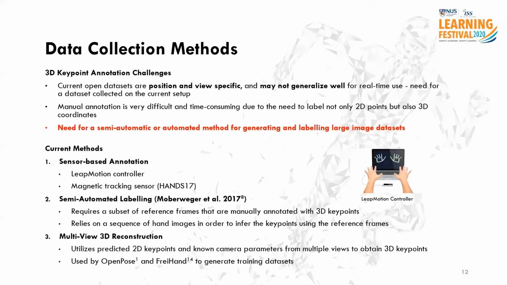Some of the current methods include attaching sensors to track and then map the hand-joint positions together with the collected images, such as using the Leap Motion controller, as well as custom semi-automated tools that estimate the annotations based on a few manually annotated keyframes. One of the more promising methods, however, is the multi-view 3D reconstruction method, which has been used by OpenPose and FreiHAND to generate their own datasets. And this was selected as the method for our use case as it was able to annotate the positions fairly quickly and accurately.